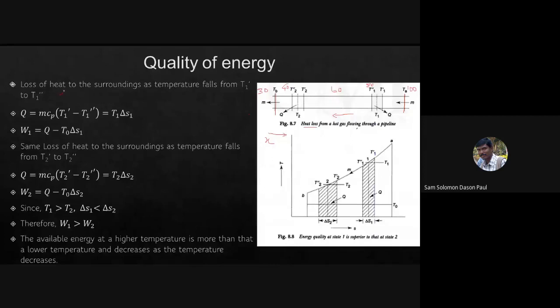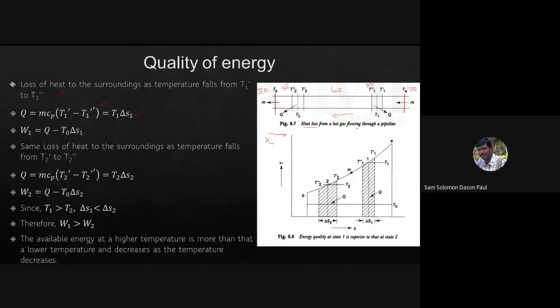Okay, that is the first thing that we are going to see. Simple heat transfer: MCp delta T gives you MCp into T1 dash minus T1 double dash. Just like the previous cases, if you look at figure 8.8, you can see there is a drop in temperature from T1 dash to T1 double dash. For this element, which we are considering, the change in entropy is delta S1. So T1 into delta S1.